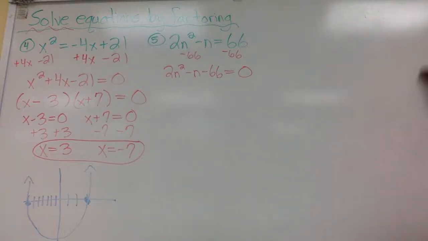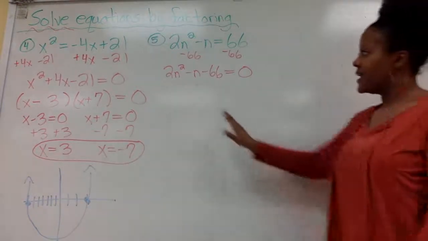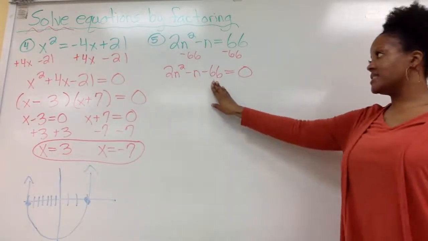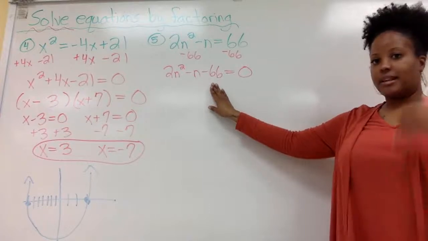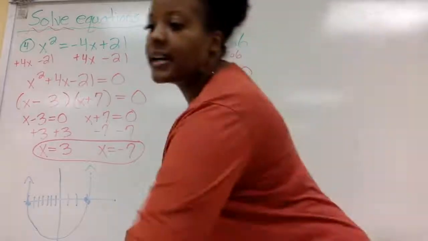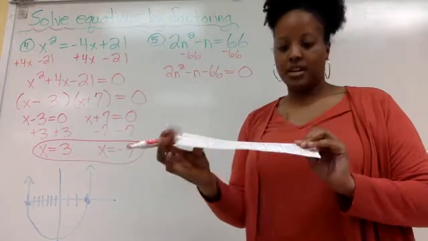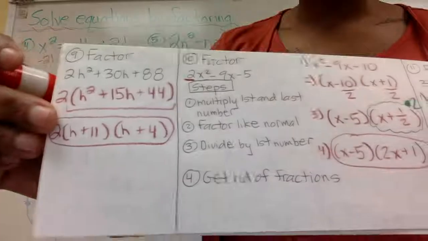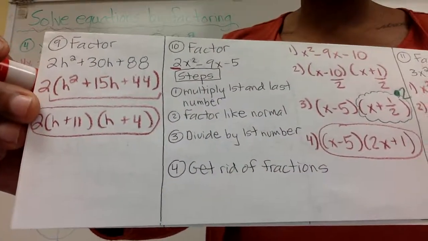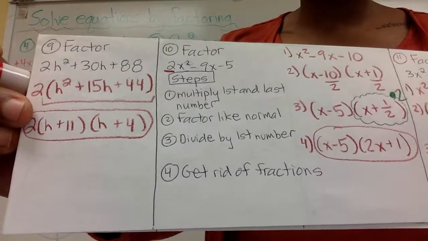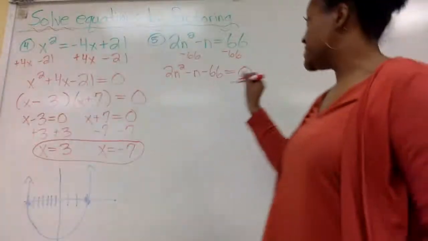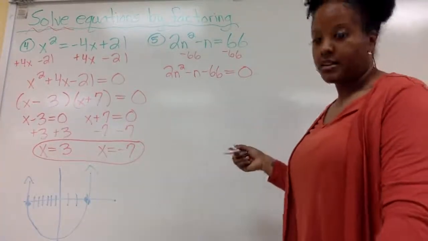Now, the first step is to check for a greatest common factor. 2n squared, negative n, and negative 66 do not have anything in common. So they do not have a greatest common factor. So instead, we're going to do the 4-step method that is on the back of your foldable here. Multiply the first and last number, factor like normal, divide by the first number, and then get rid of fractions. These are the steps I'm about to do to help us factor this problem, then solve it.